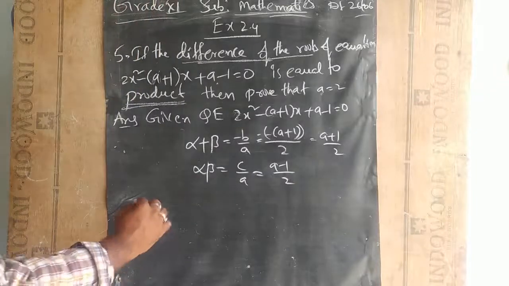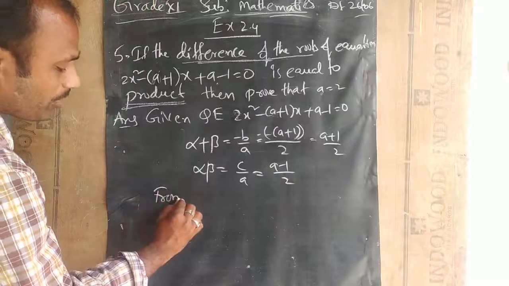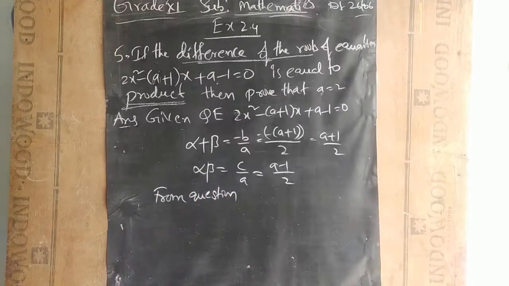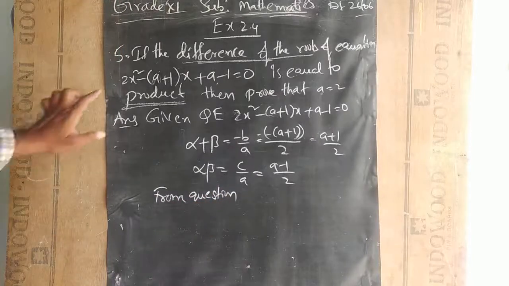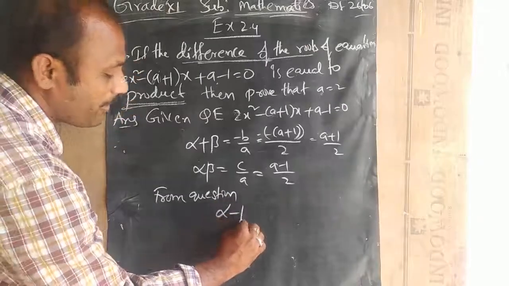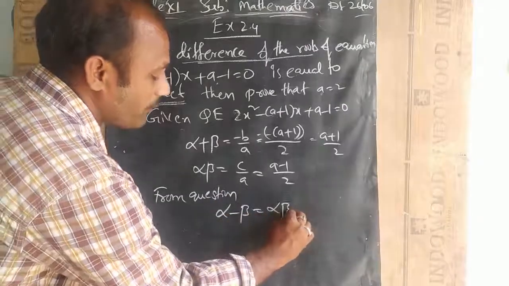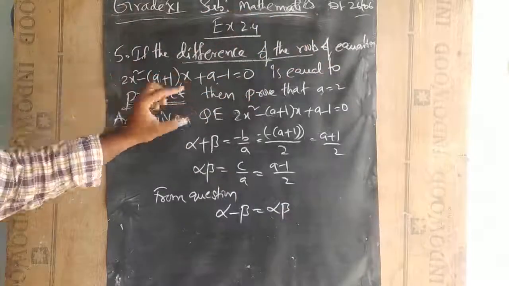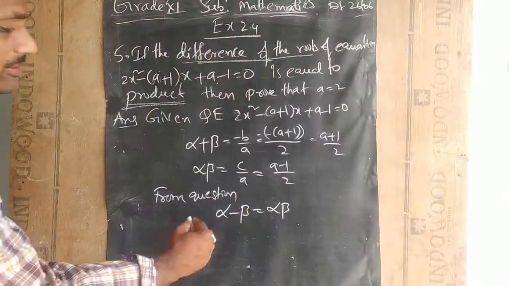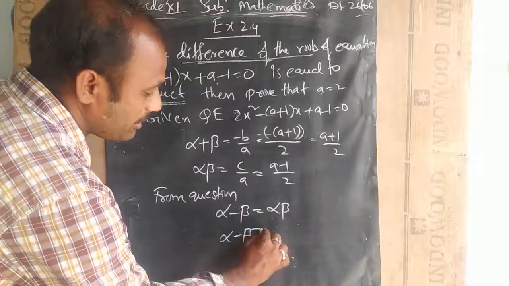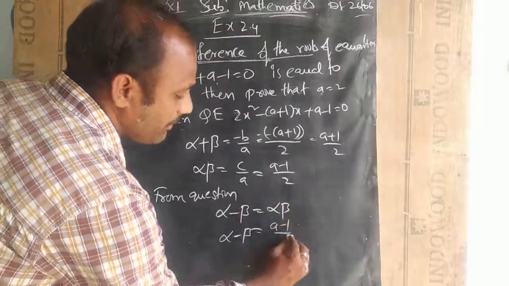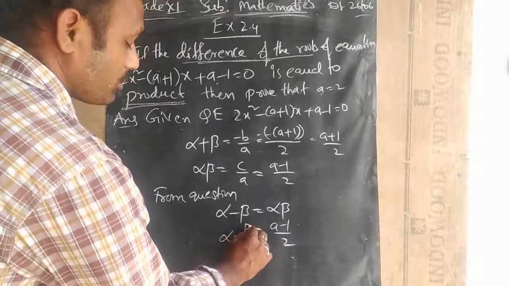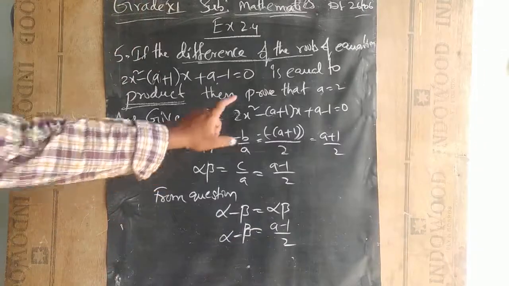So according to the question, we can write: difference means alpha minus beta is equal to alpha beta. Clearly it says that the difference of the roots is equal to the product. We don't know the difference, so we will write it as alpha minus beta. Alpha into beta is given by (a − 1) by 2. Now we need to find the a value. We need to prove that the a value is 2.